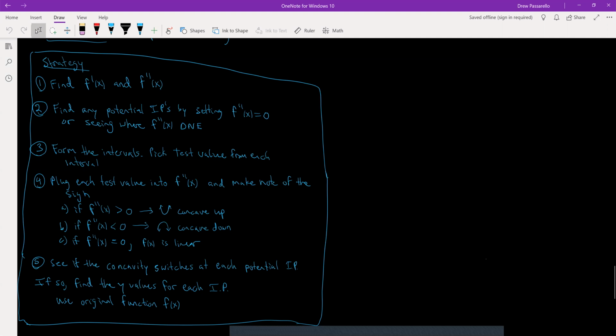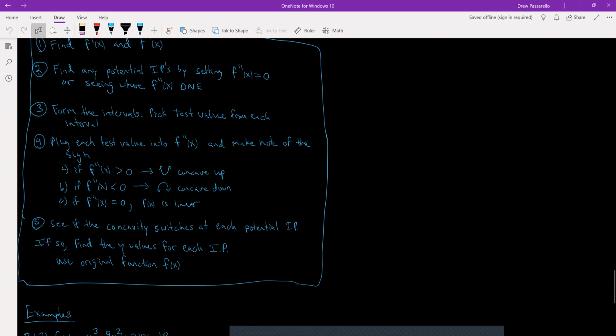The third step is going to be forming the intervals. So you find your potential inflection points. Based on those, you're going to form the intervals, and you're going to pick a test value from each interval. And the fourth step, we're going to determine which interval is concave up or concave down. You do that by plugging the test values into the second derivative and making note of the sign. So if the second derivative is positive, or greater than 0, then it's concave up. If the second derivative is negative, or less than 0, then it's concave down. And then the third one, if the second derivative equals 0, then the function itself is linear.